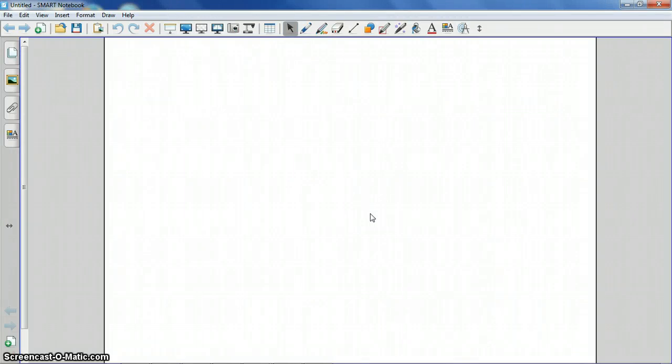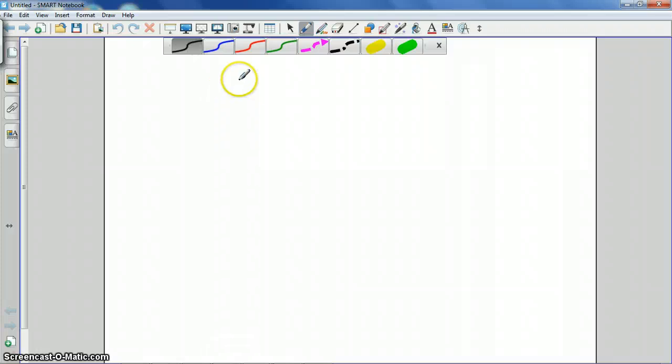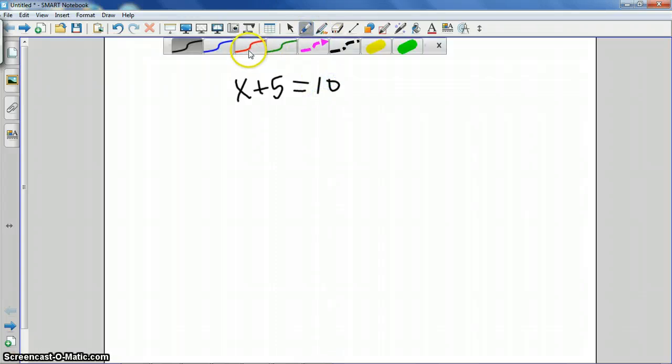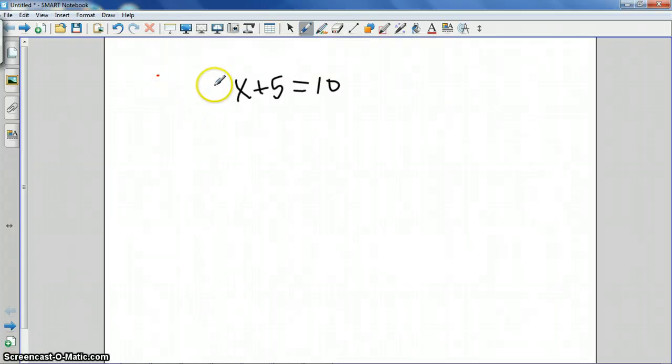Today in class we worked on one-step equations. Just as a quick review of what that was, it was basically stuff like x plus 5 equals 10. I put up an easy problem that I know most of you can do. We talked about how you need to show your work in 3 steps.